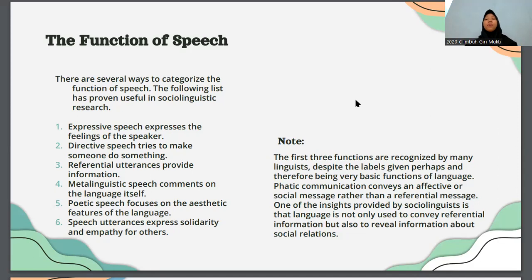The first three functions are recognized by many linguists, despite the labels given perhaps, and are therefore very basic functions of language. Empathic communication conveys an affective or social message rather than a referential message. One of the insights provided by sociolinguists is that language is not only used to convey referential information, but also to reveal information about social relations.